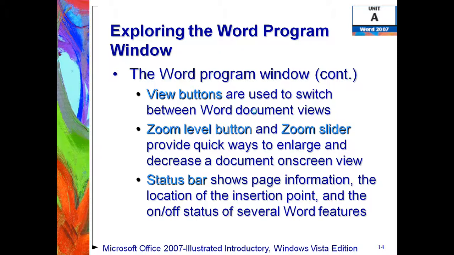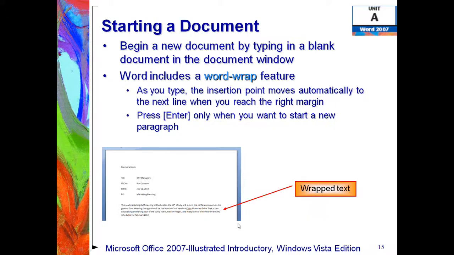There's also the zoom level button and the zoom slider, and those are quick ways to get a close-up look at your document or to zoom out of your document, and those are only on-screen views. That doesn't affect how it prints out on the printer. And then, as we said on there, there's the status bar that shows page information such as the location of the insertion point and the status of several different Word features.